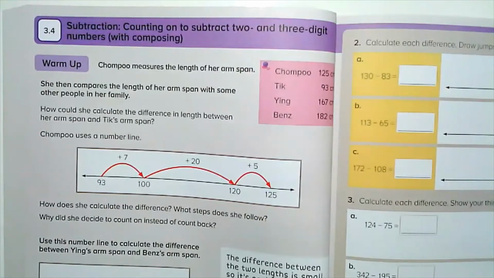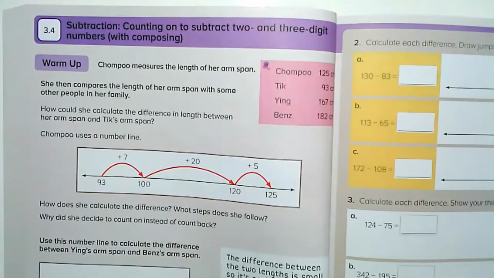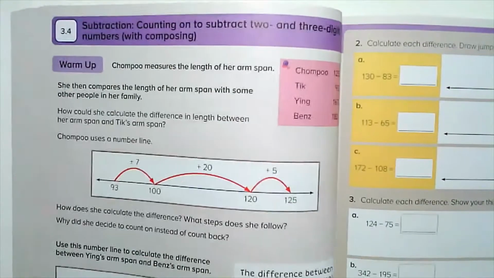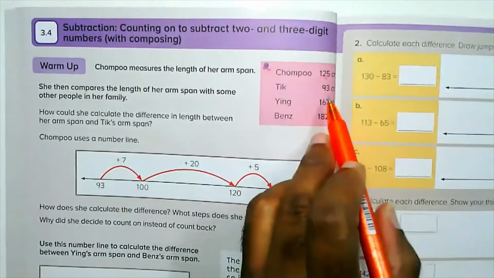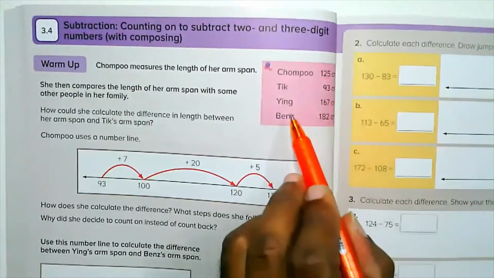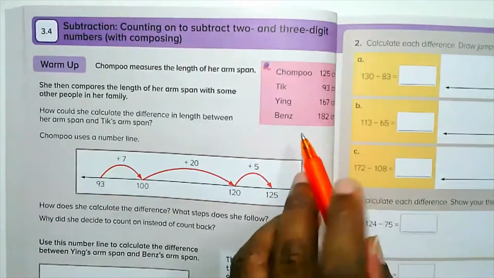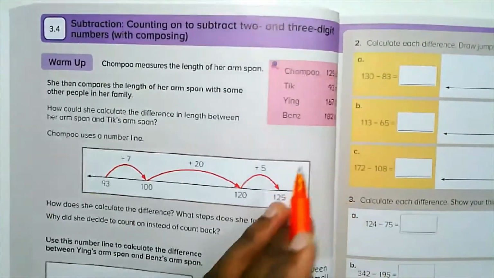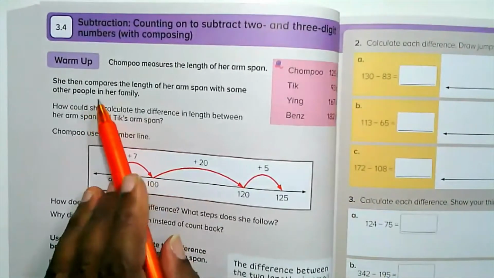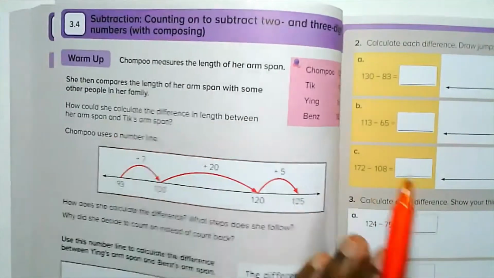Shampoo measures the length of her arm span, and she got 125. Tick got 93 centimeters. Ying got 167 centimeters, and Ben got 182 centimeters. She then compares the length of her arm span with some other people in her family.